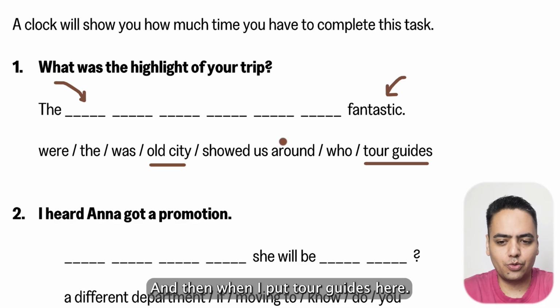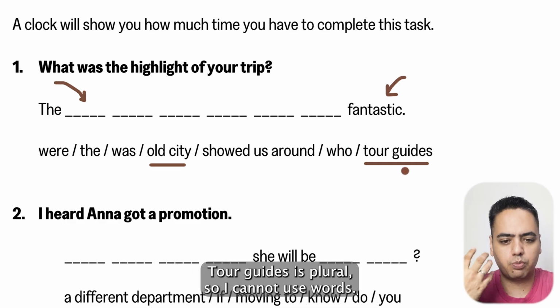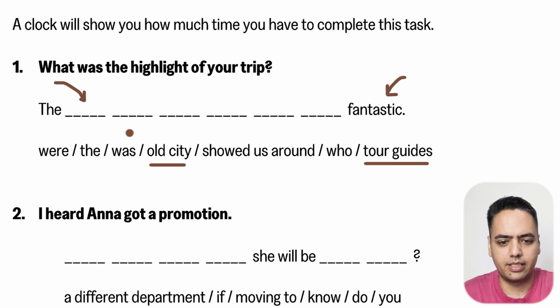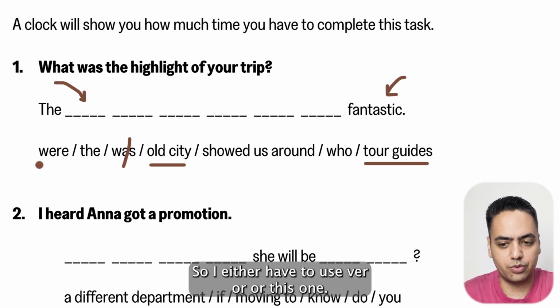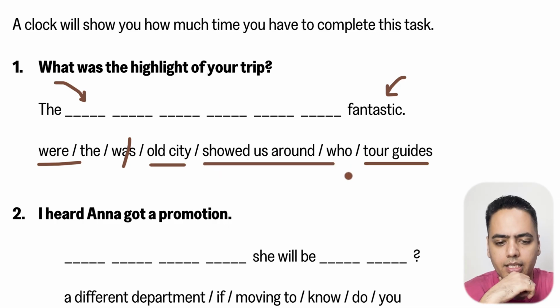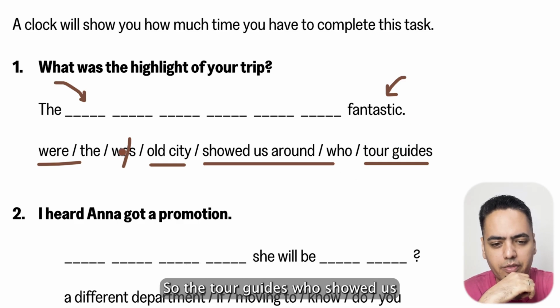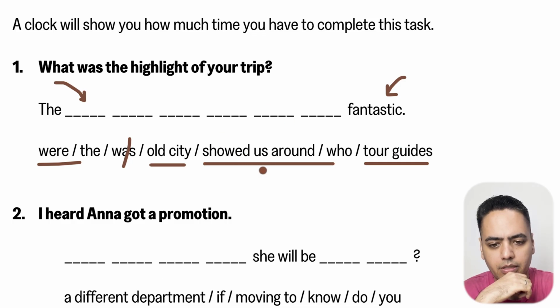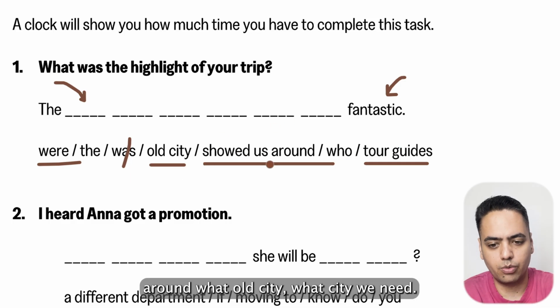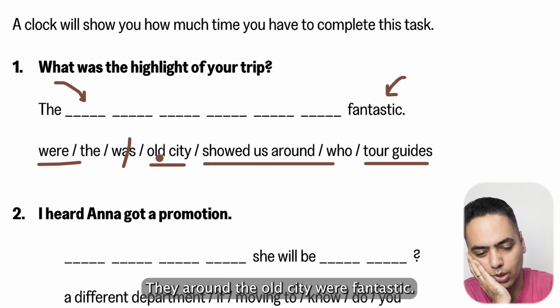And then when I put tour guides here, then I need a verb for tour guides. Tour guides is plural, so I cannot use was. All right, so I either have to use were or this one. As I'm putting these sentences, I realize that it's talking about tour guides who did something for me. So the tour guides who showed us around what? Old city. Old city, we need the. Around the old city were fantastic.